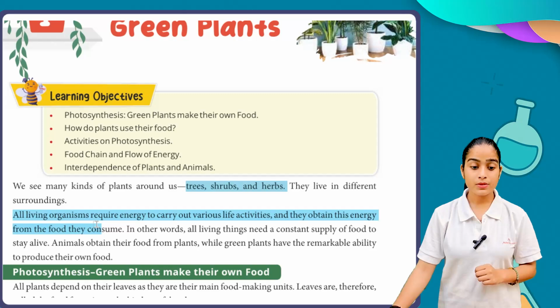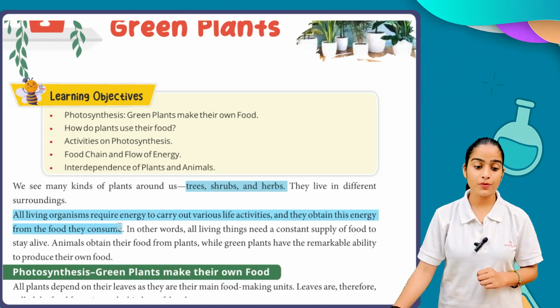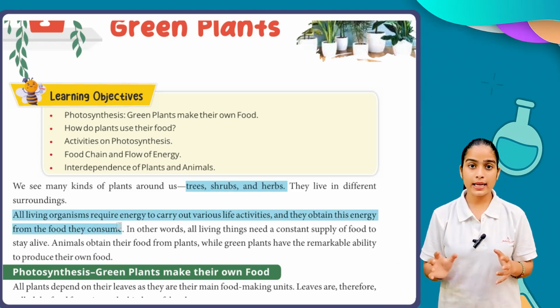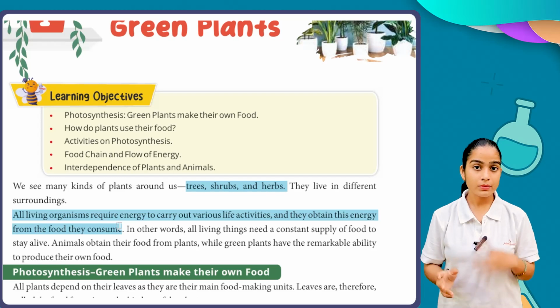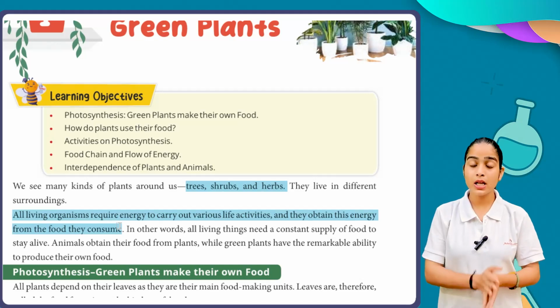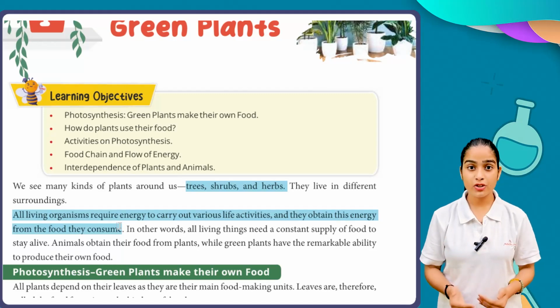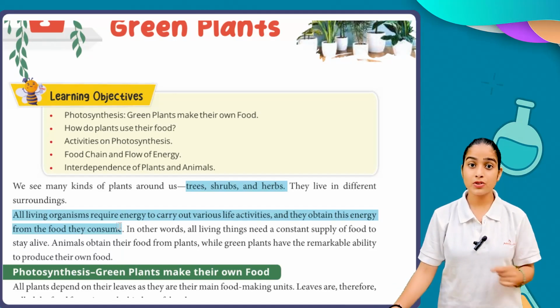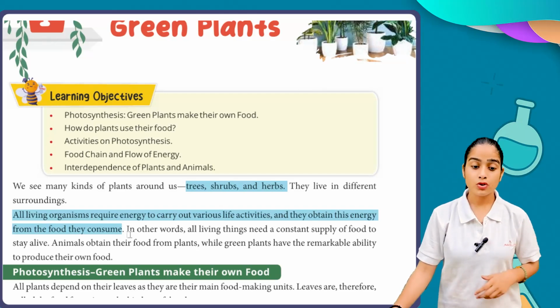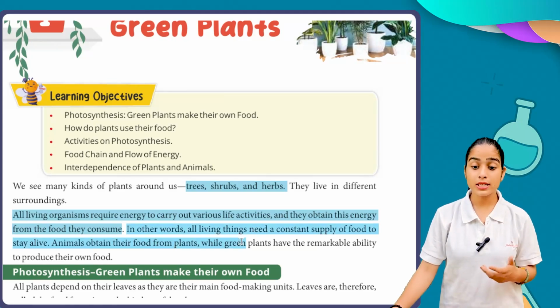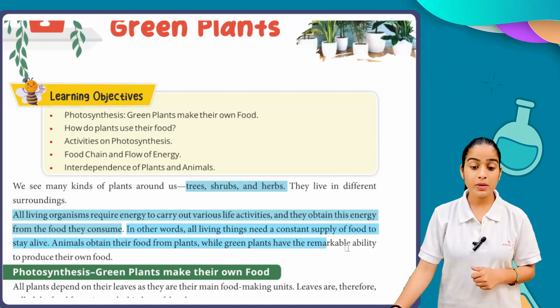All living organisms require energy to carry out various life activities and they obtain this energy from the food they consume. So what we understand here, all living beings, doesn't matter plants, animals or human beings, insects or small microorganisms as well, all living organisms need food for energy, and just because of that they consume plants as food. So in other words, all living things need a constant supply of food to stay alive. Animals obtain their food from plants, while green plants have the remarkable ability to produce their own food.